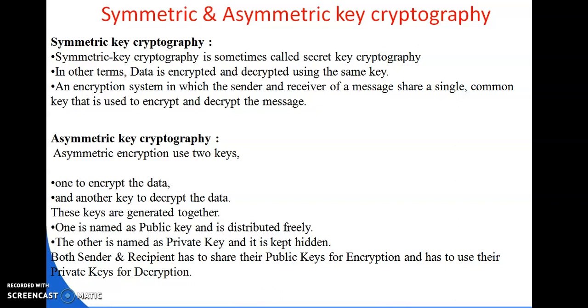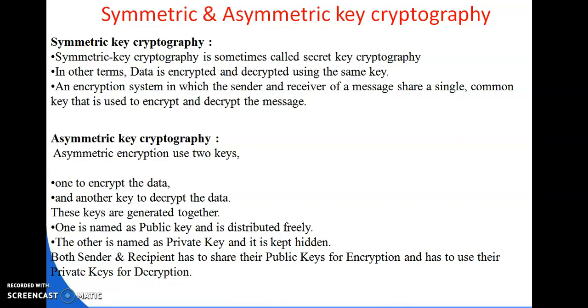So in asymmetric cryptography, you are using two keys. One is your public key, another one is your private key. The public key is shareable with both the sender and receiver for encryption, but the private key is used for the decryption method.